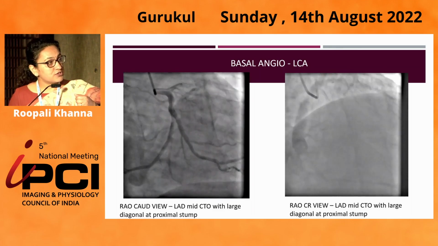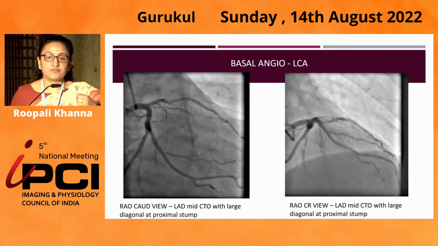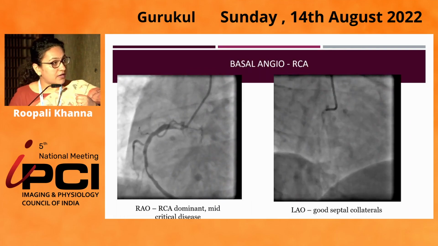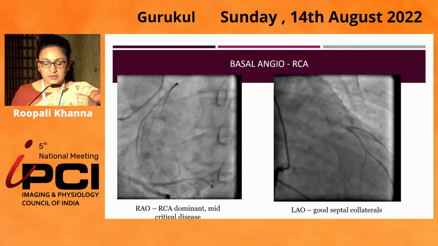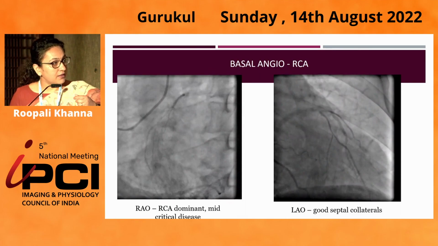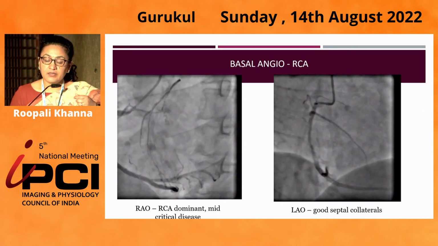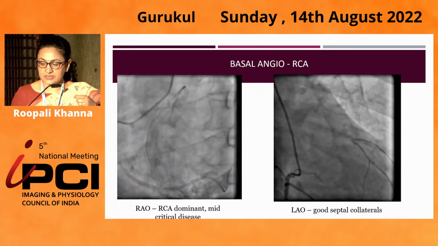The LAD was a flush occlusion, having no stump, and the distal LAD was not visible from the antegrade flow. When we did the right coronary angiogram, the RCA had a critical stenosis in the mid part, which explained the inferior VLMI, and there were good retrograde septal collaterals filling the LAD. There was a bifurcation at the distal end of the LAD filling.